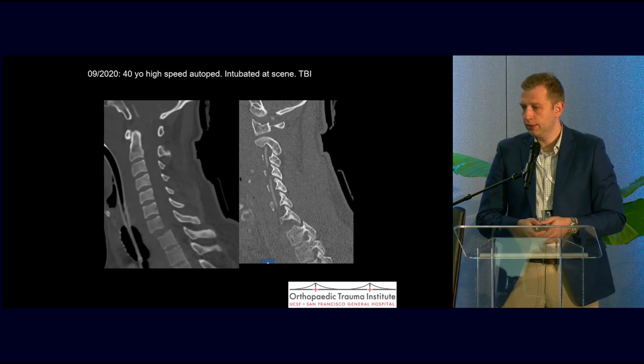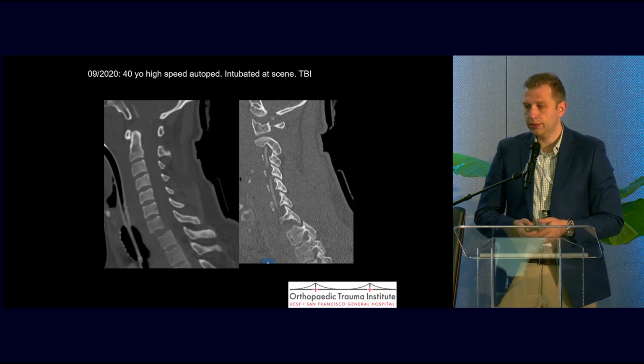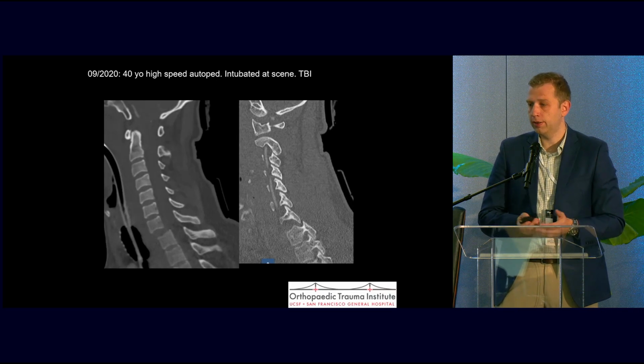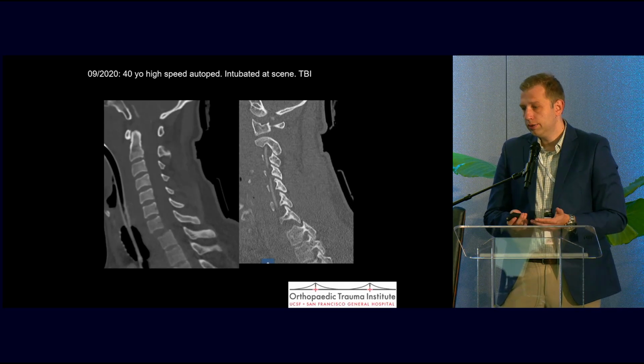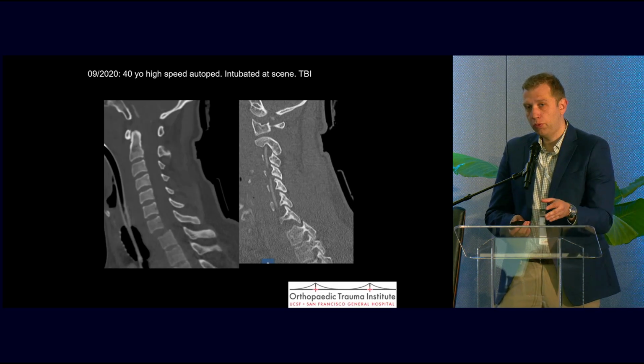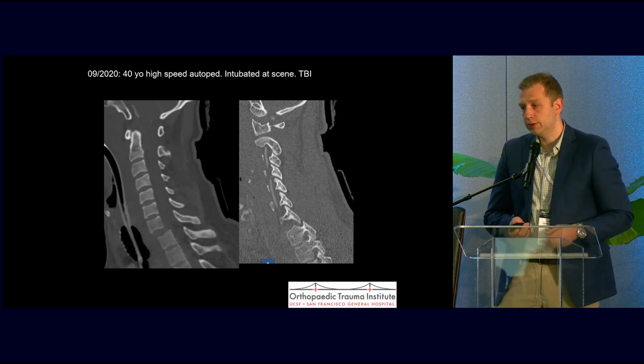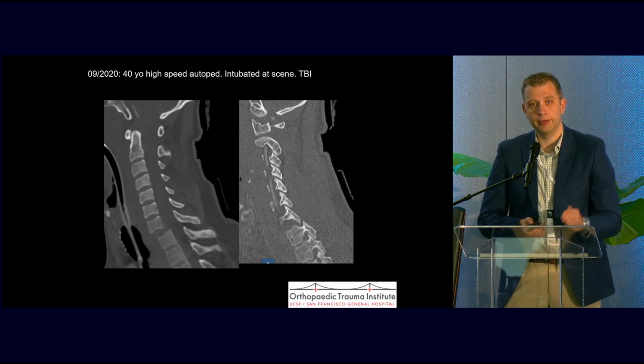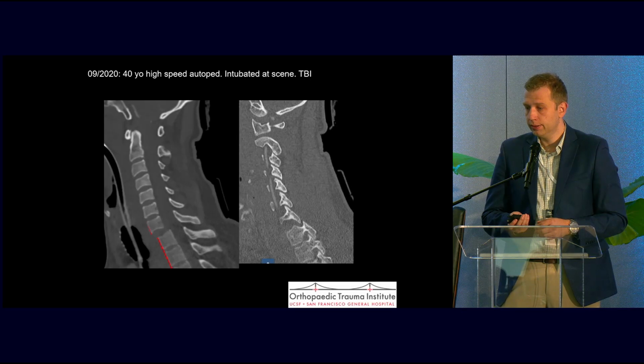And just this one patient over here, this was a 40-year-old patient on a high-speed autoped, intubated at the scene with a traumatic brain injury. You could see that he has both widening at the OC joint as well as jump facets at the bottom. Again, look at the entire spine. Don't focus on the first injury that you take a look at. You could see that the lines are discontinuous here anteriorly as well as posteriorly. You could see that jump facet over there.